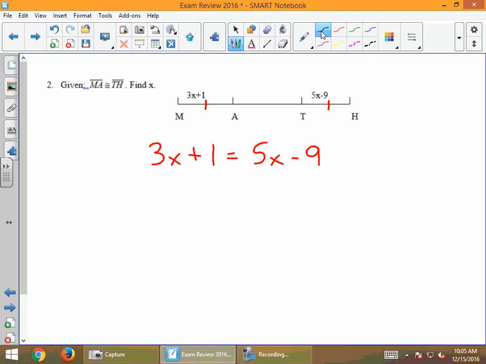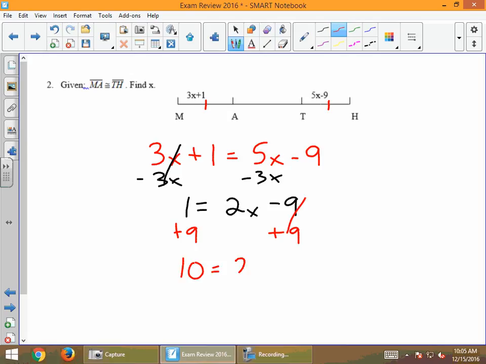All right, let's go ahead. Let's try to move the smaller x. So I'm going to move this 3x. Minus 3x, minus 3x. I get 1 equals 5 minus 3 gives me 2x minus 9. You guys know what to do at this point. I'm going to add the 9, be gone. 1 and 9 gives me 10 equals 2x. Last step, divide by 2, x does in fact equal 5.